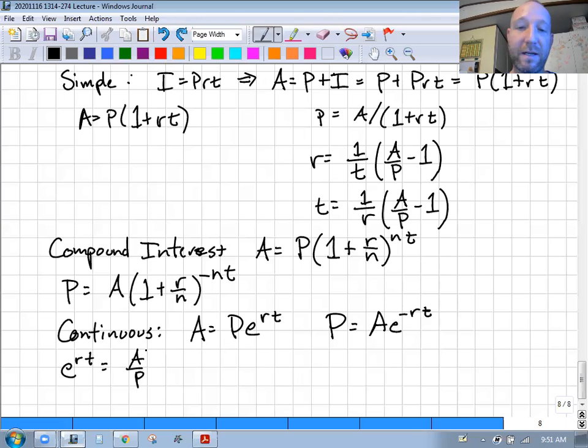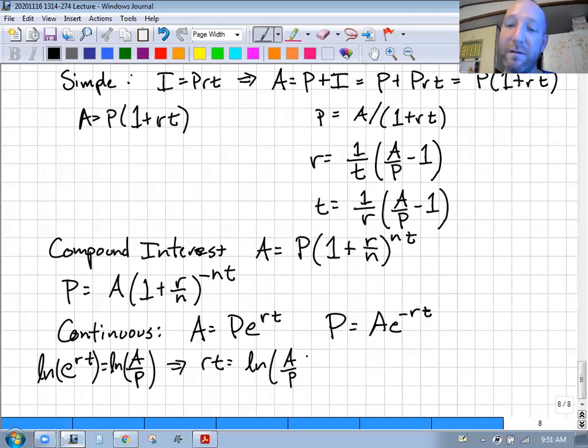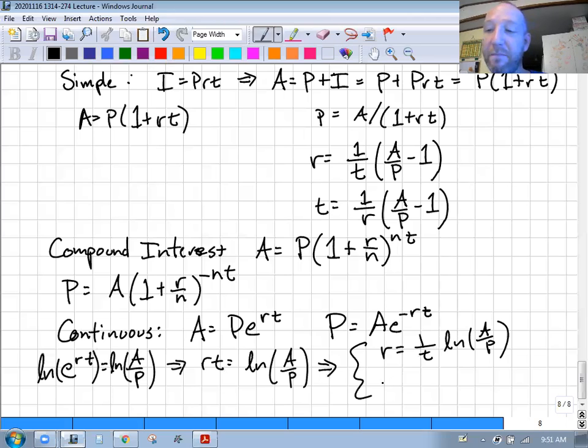And then you take the natural log of both sides. So you get RT equals natural log of A over P. From there, if you're looking for R, you divide by T. R would be 1 over T, natural log of A over P. Or if you wanted the time, this would be 1 over R, natural log of A over P.